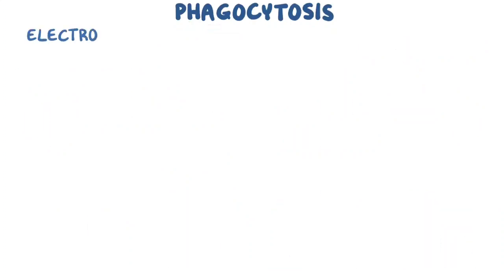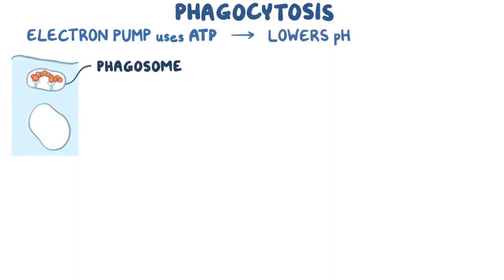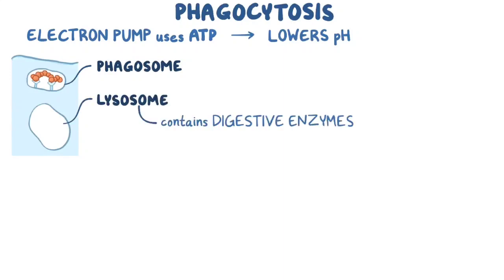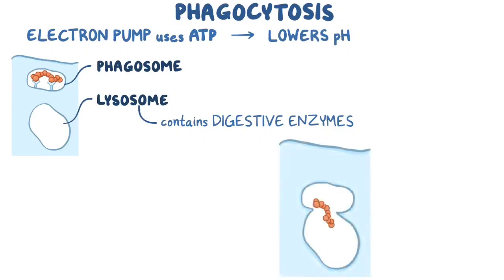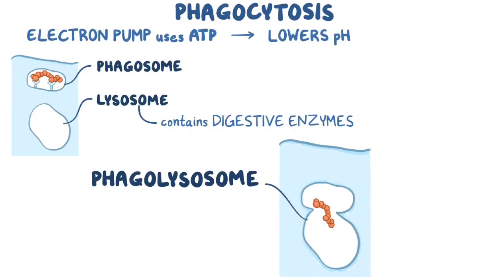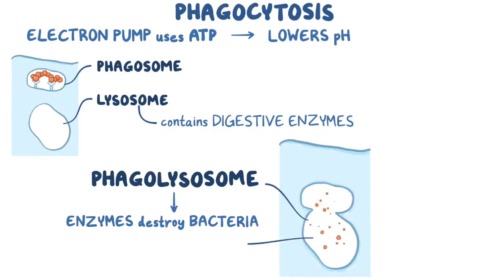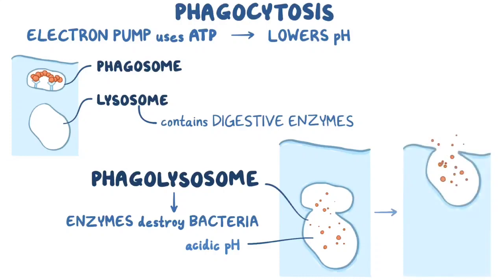During this step, an electron pump uses ATP to pump protons into the phagosome, lowering the pH inside. In the cytoplasm, the phagosome encounters an organelle called a lysosome, which contains digestive enzymes. The lysosome and the phagosome fuse together, merging their contents, forming a structure known as the phagolysosome. Inside the phagolysosome, lysosomal enzymes start destroying the bacteria with the help of an acidic pH. After it's all over, the lysosome heads over to the cell membrane to expel the leftovers out into the extracellular space, like a cellular burp.